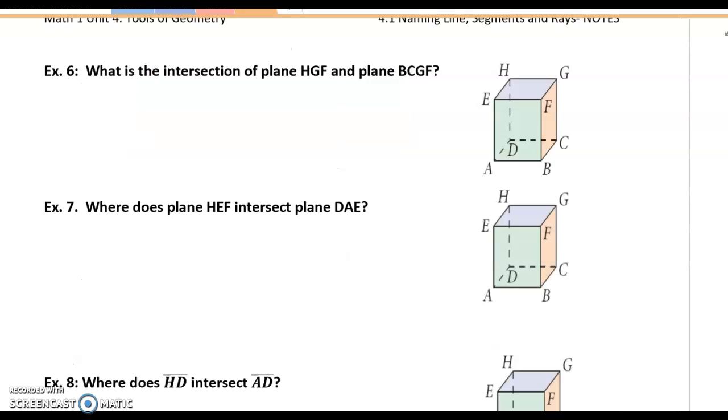Let's take a look at number 6 here. It says, what is the intersection of plane HGF and plane BCGF? So again, what I did here is I shaded in those 2 planes to help me focus on what I'm interested in. We're looking for the intersection of these 2 planes. Remember, the intersection of 2 planes is a line. So we're looking at this line right here. That would be line FG. That is the intersection of those 2 planes. Or you could have named it line GF. But again, it's a line, not a line segment.